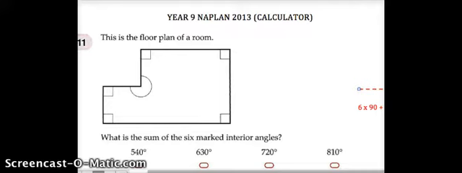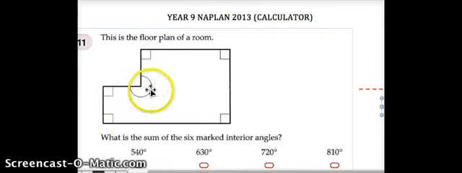Okay, question 11 of the 2013 calculator paper. And the question is, this is the floor plan of a room. What is the sum of the 6 marked interior angles? And we can see them marked there, 1, 2, 3, 4, 5, 6. Pause the video and attempt the question.